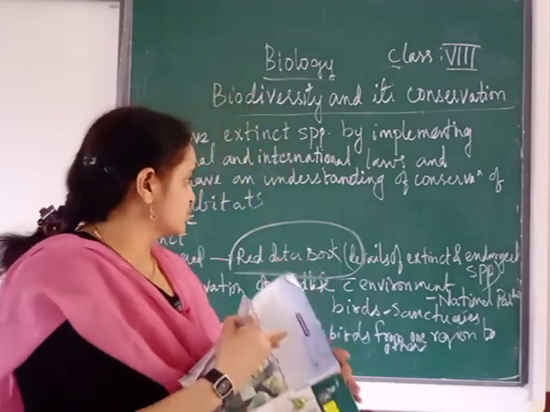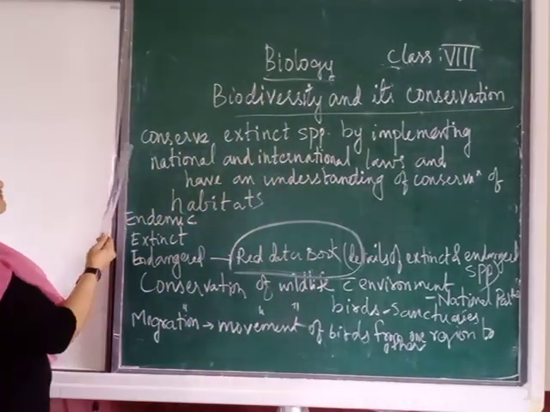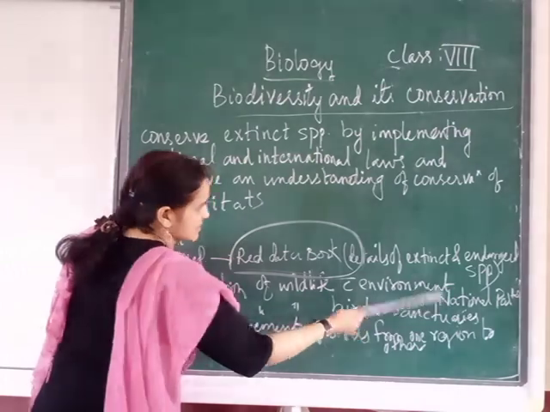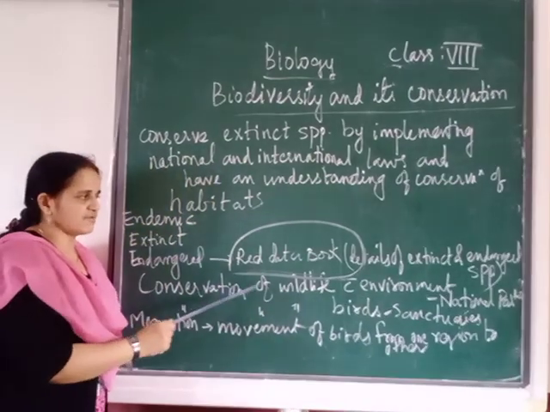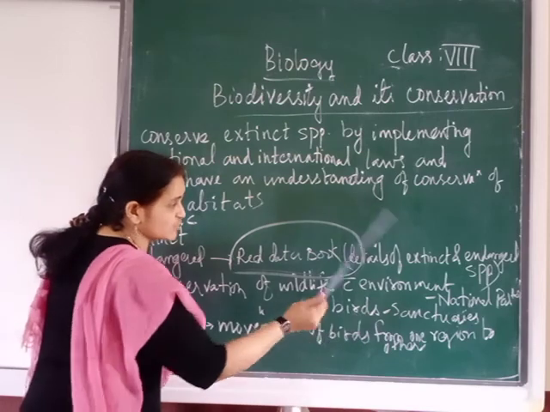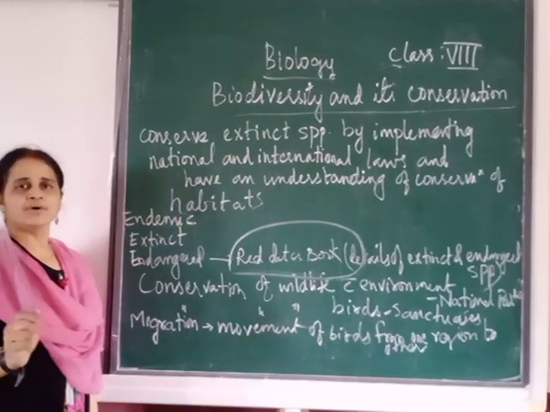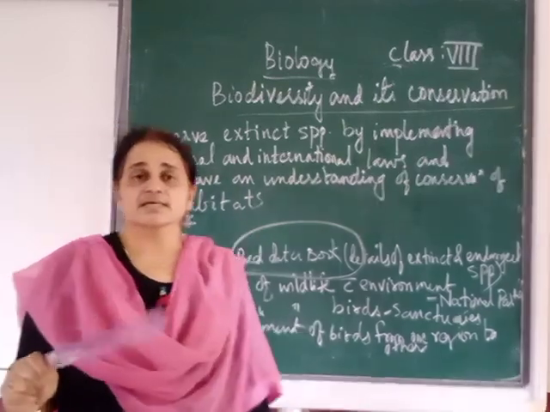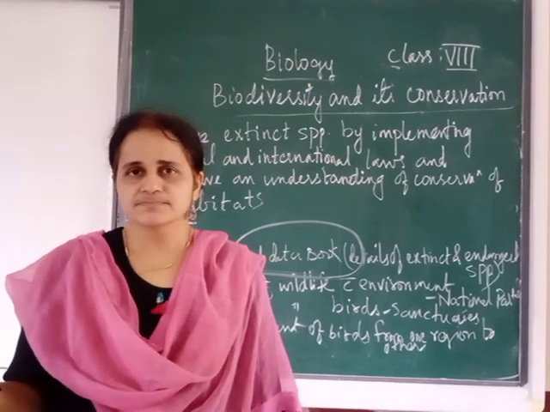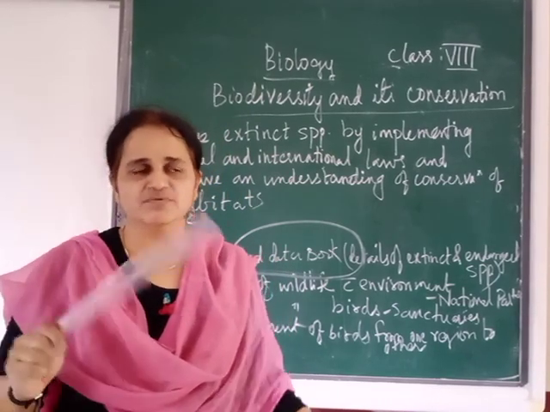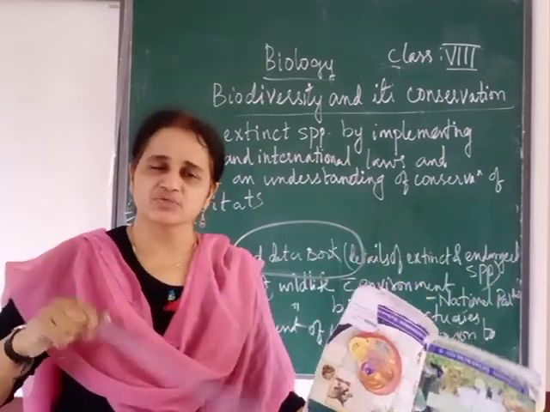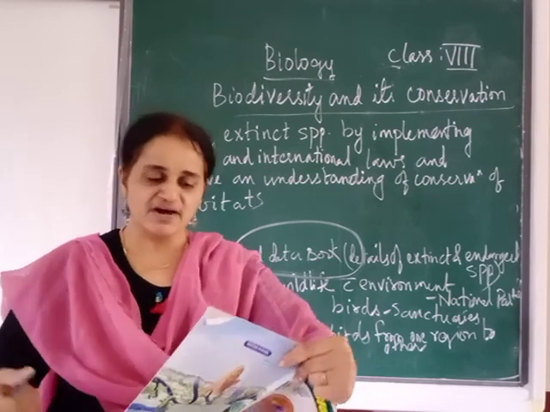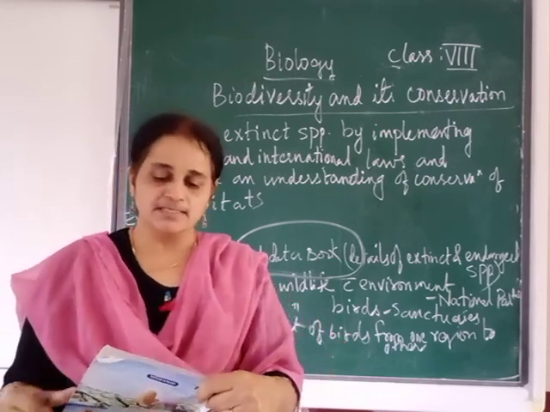Next, did you understand what biodiversity and its conservation are? National parks are established by our government to protect what? Our wildlife. Next we have bird sanctuaries. Bird sanctuaries means where we give protection to whom? Birds. There are some birds like the Siberian crane, which migrates from India to Russia and Russia to India. What does this migration mean? Migration means movement of birds from one region to another.